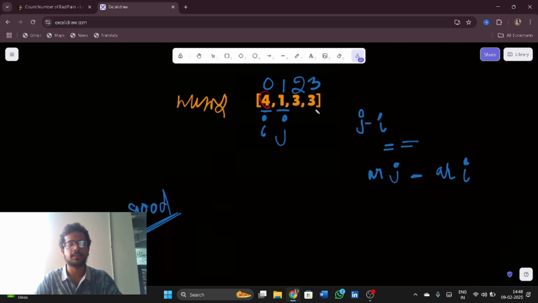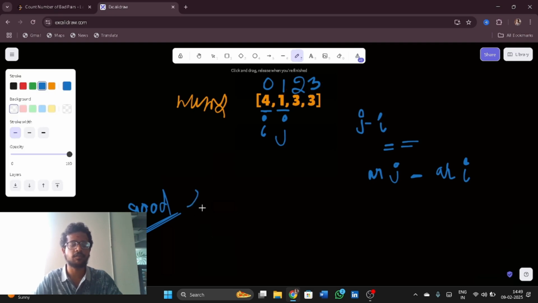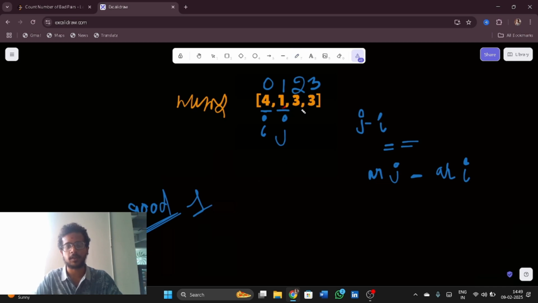Now 4 and 3 will be giving minus 1, and 3 and 0 will be giving 3. It is also a bad pair. 1 and 3 will give me 2, and 1 and 2 will give me 1. So it is a bad pair. 1 and 3 will give me 2, and 1 and 3 are also giving me 2. So my good pair count will be 1. Then let us go through the next one. 3 and 3, 2 minus 3. 3 minus 2 is 1 and 3 minus 3 is 0. So there is only one good pair in my nums array.